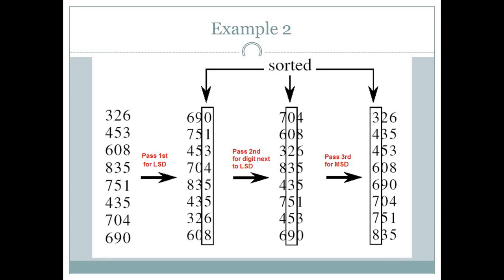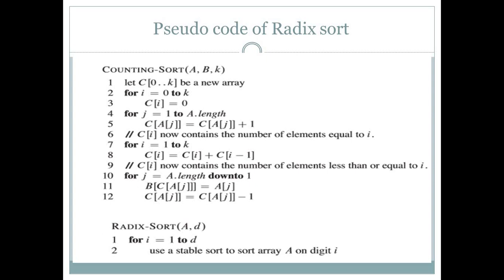Okay, now the pseudocode for the radix sort. The pseudocode for the radix sort is very easy. In this last section you can see that for i equal to 1 to d, and in it we will have to use this counting sort algorithm.